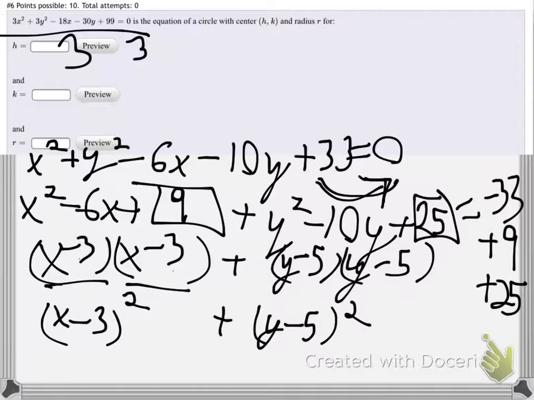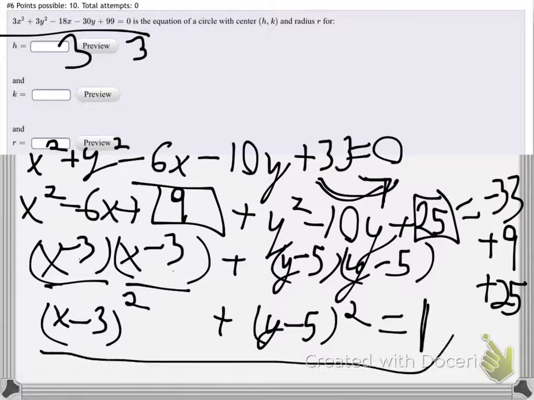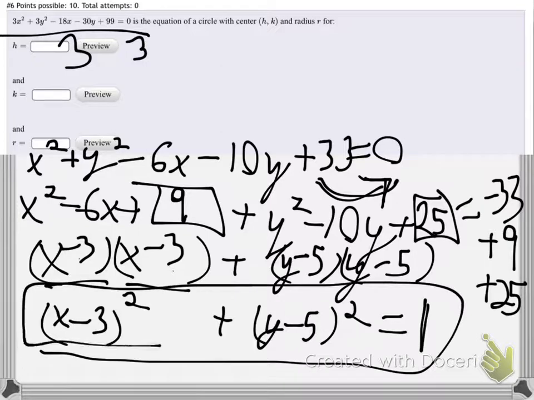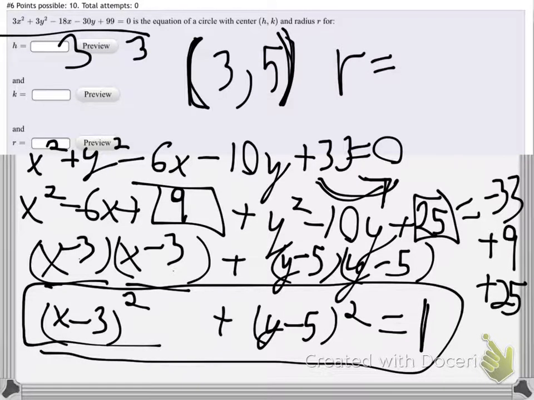And so we have x minus 3 squared plus y minus 5 squared equals negative 33 plus 9 plus 25, which all add up to, I think, 1, because 9 and 25 is 34 minus 33. Looking good. So now we have an equation of the circle, and we can tell them anything they want to know. The center of the circle is at h and k, that would be at 3 and 5. And the radius is just 1, because 1 squared is 1. So we have a radius of 1. Ta-da! H and K. Cool.